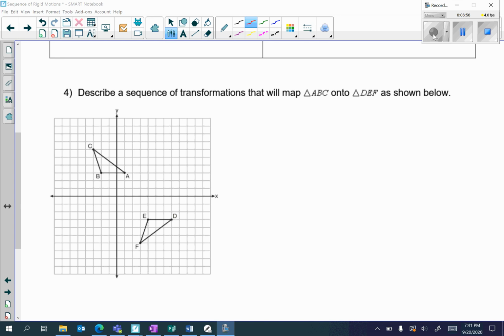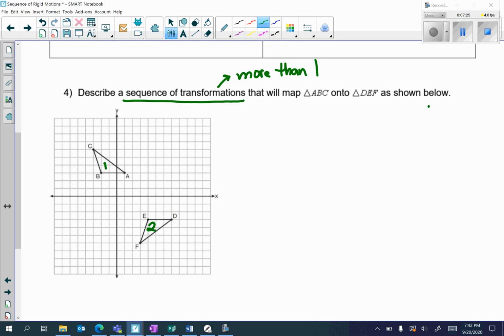Let's take a look at number 4. Describe a sequence of transformations that will map triangle ABC onto triangle DEF, as shown below. So remember, when it says a sequence of transformations, that has to be more than one. So I have to get triangle ABC, which is my pre-image, which I'm going to put a number 1, and get it onto triangle DEF, which is my image, so I'm going to put a number 2.